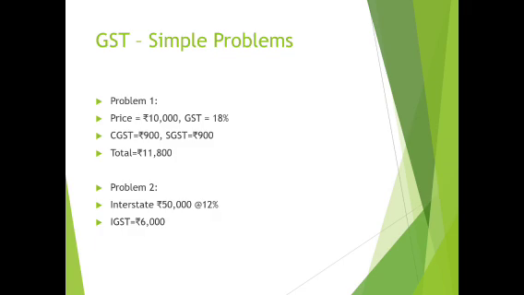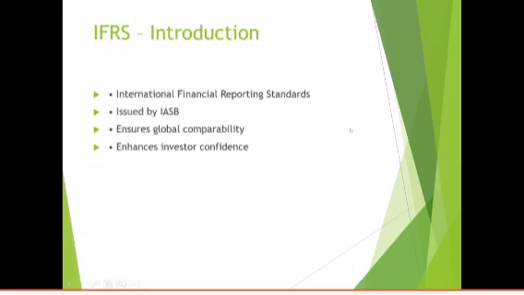We add both, CGST 900 and SGST 900, that means GST. Total 11,800. Problem 2. Interstate, rupees 50,000 at 12%. IGST is rupees 6,000.